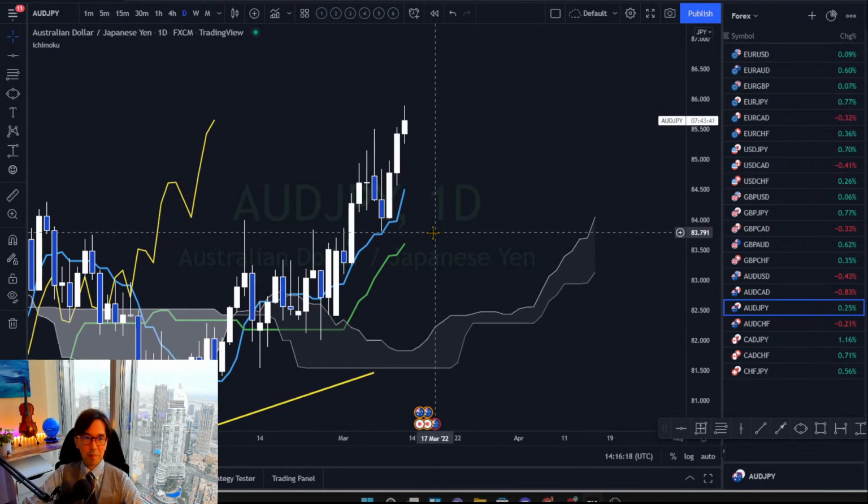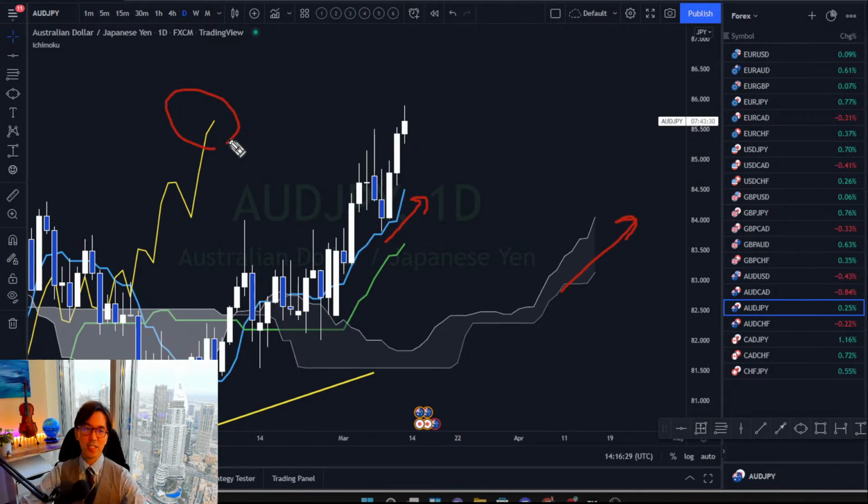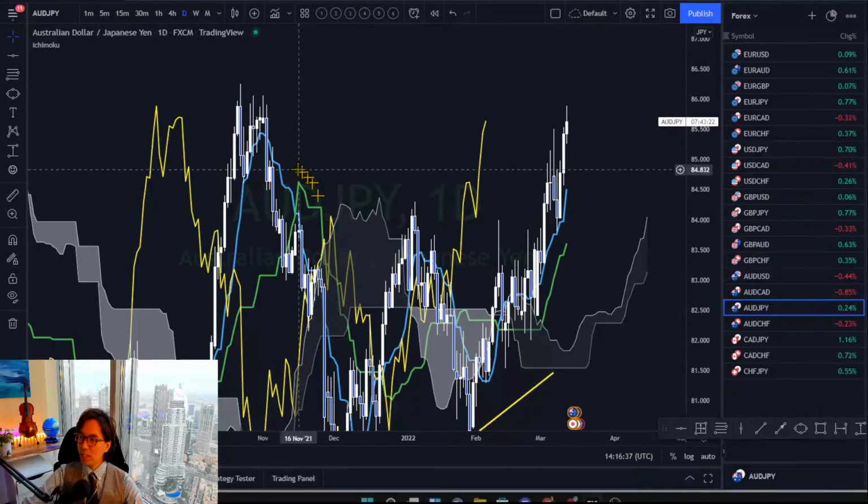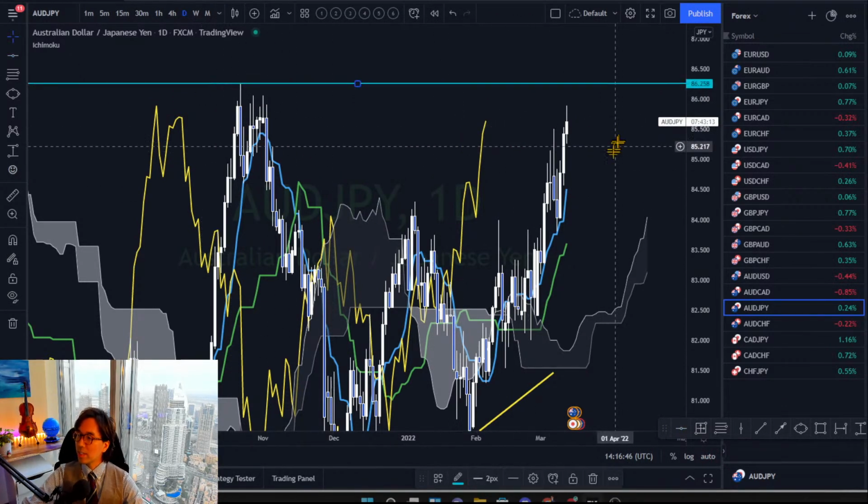AUD JPY daily chart is also bullish. Kumo is nicely bullish, and Tenkan-sen and Kijun-sen are also bullish, with Chikou span above the candles. So this is a very nice and stable bullish trend. However, if you have noticed, there is a previous resistance from last October. The market is very close to that previous resistance level, so the market may retrace backwards.